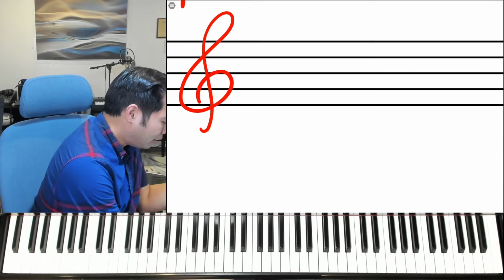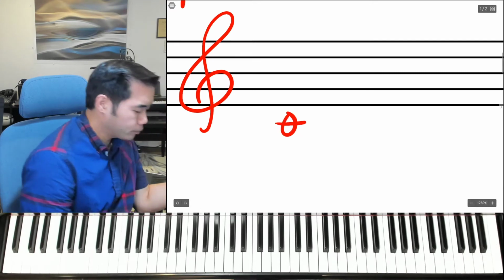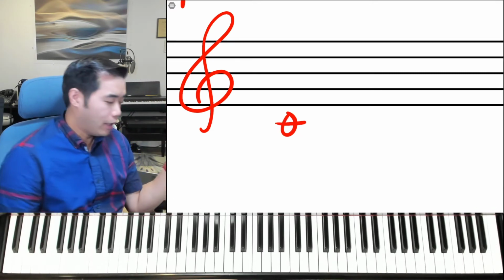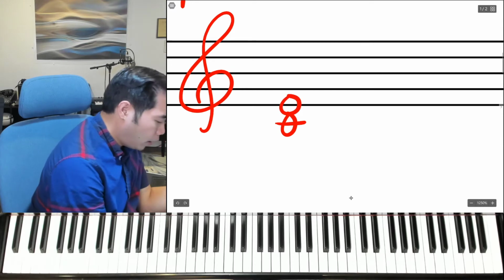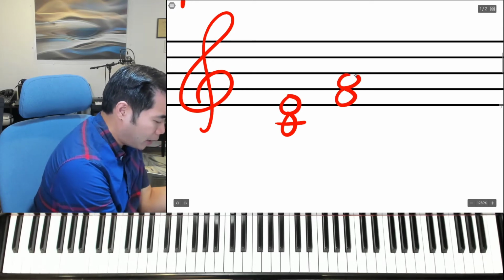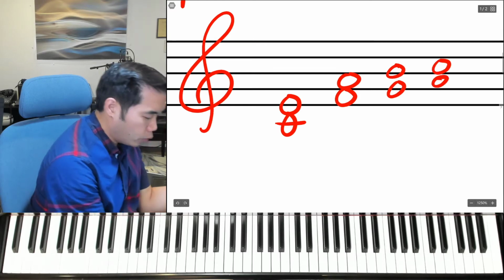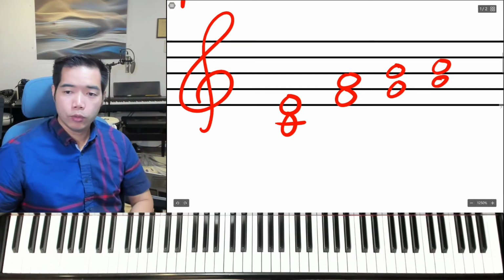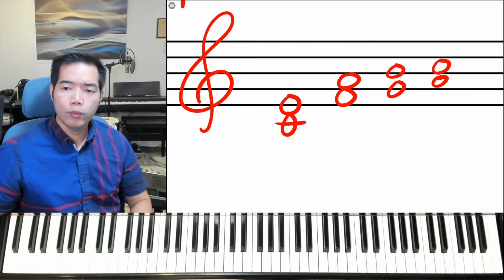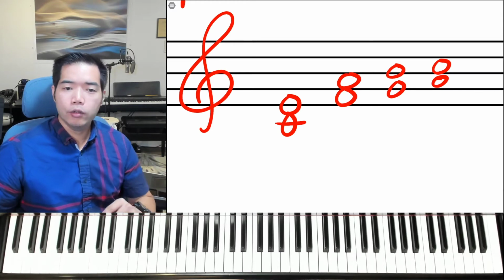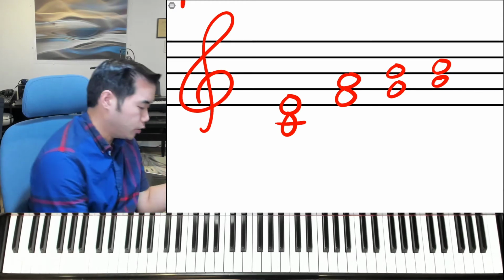So here's a treble clef. Let's start with our C. All right, now thirds on sheet music are very easy to spot because thirds are always going to be a line next to a line or a space note next to a space note. They're always going to be adjacent line notes or adjacent space notes.